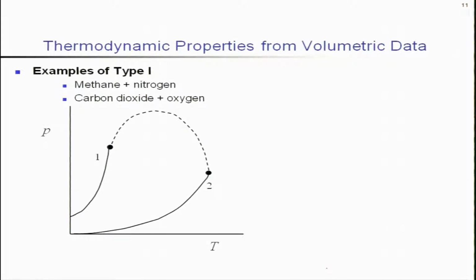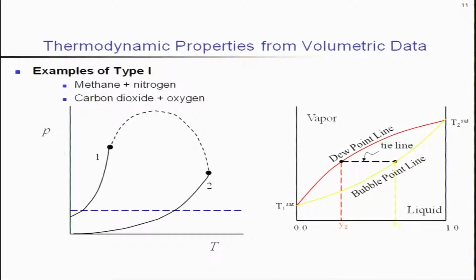So, type 1 basically is the simplest class of phase diagram or phase behavior, usually seen for mixtures of non-polar substances of a similar chemical type, such as mixtures of a homologous series such as alkanes. So, here what we have is a PT projection of the type 1 phase diagram, with pressure on the y axis and temperature on the x axis.